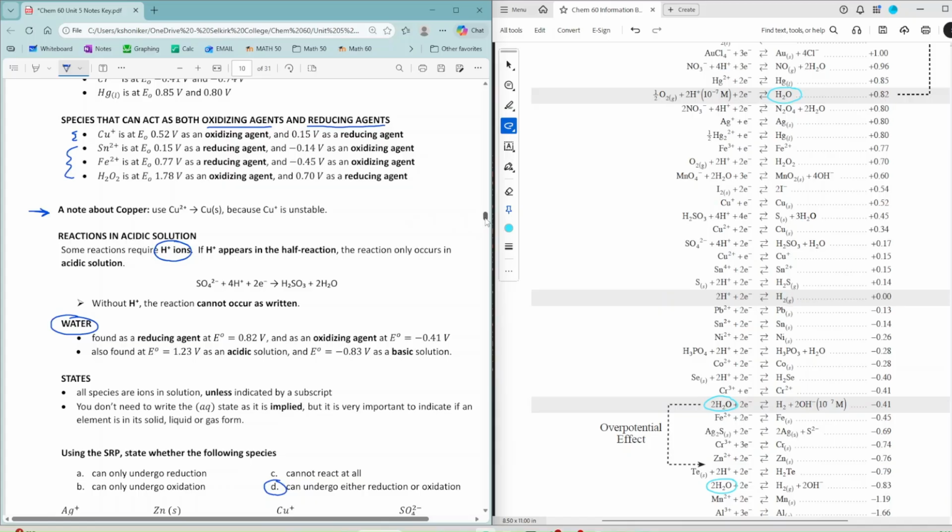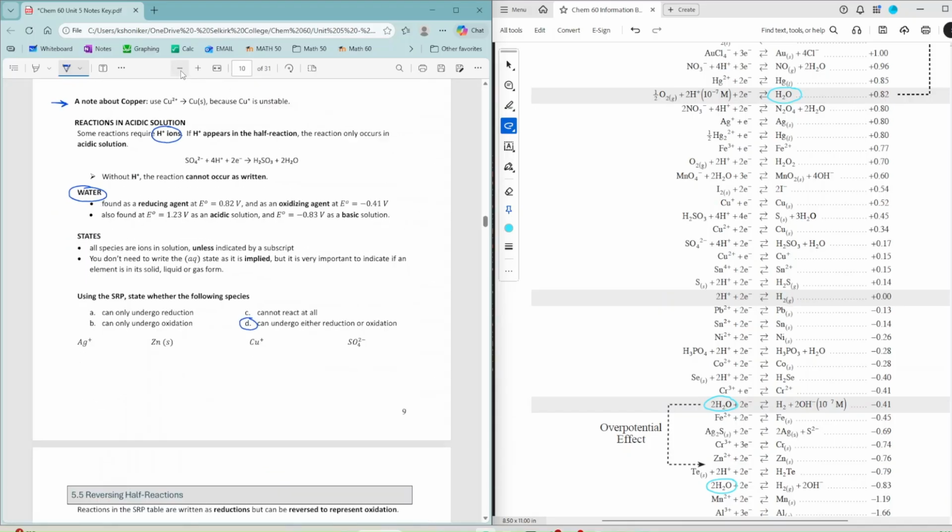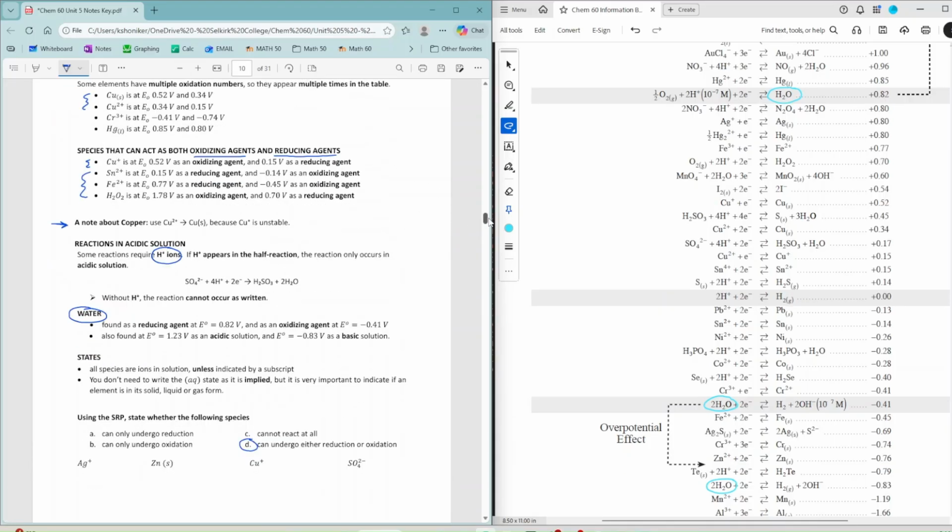So the only thing, let me just shrink this down so we can see everything. The only species in this list that can undergo both is this guy. So this is D. This is the only one that can undergo either reduction or oxidation. And what I'll tell you is I gave an example of each. So we've already taken off D. So which of these species can undergo reduction? Which of these species can undergo oxidation? And which of them cannot react at all?